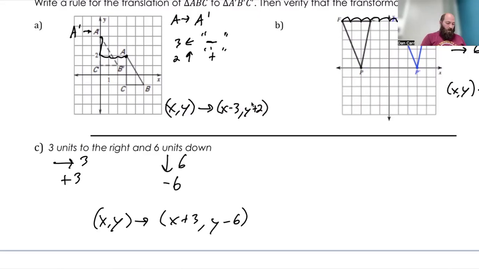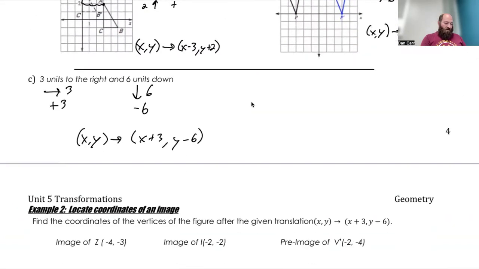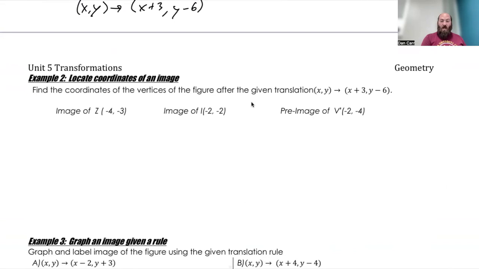Okay, so that's for writing our rules. The next type of thing is sometimes we're just given a rule and we've got to use it to work through our process. So in each of these cases, I want to find the image of these points. Sorry, let me say, the first two examples, I'm looking for the image of Z and I. That means it goes through this transformation. So we want to find where does it end. That means I'm going to be adding 3 and subtracting 6 from here.